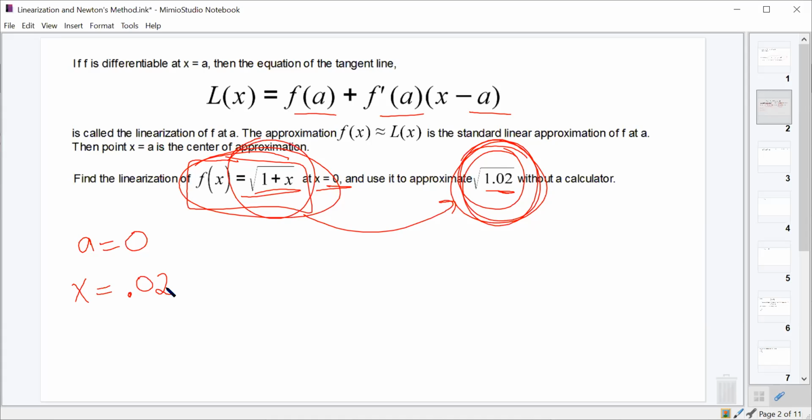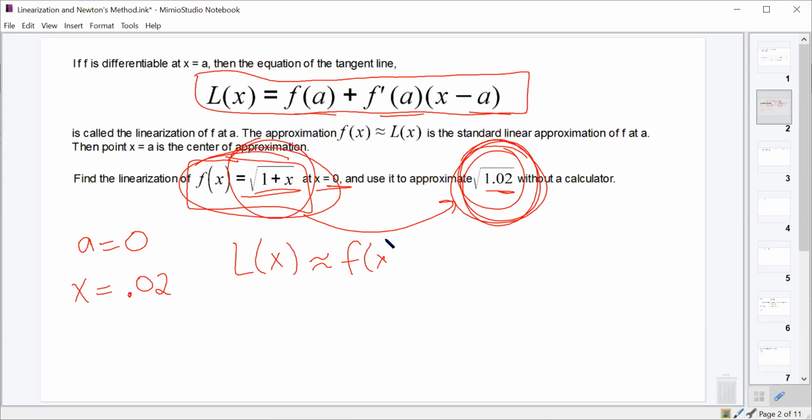So what is the L of x equation up there? What does that one do? This is what we call the linearization equation, and it's the one that will approximate our function. So we're going to say that capital L of x is approximately equal to f of x, right? And it's only a good approximation when the difference between these two values is very small, and the difference between 0 and 0.02 is pretty small. True? Yeah.